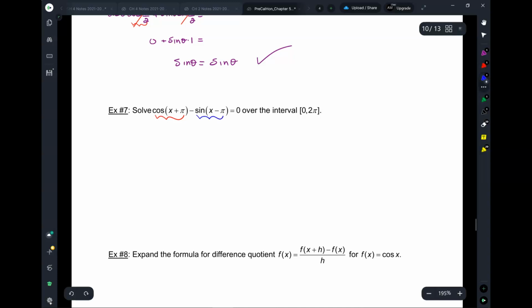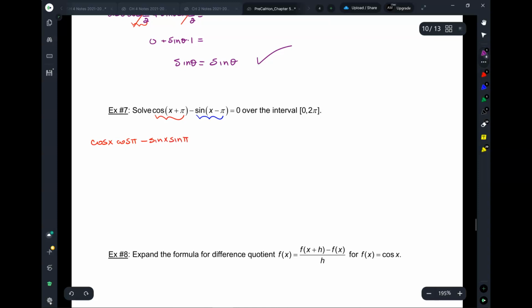This one is sine a minus b. So now we have to do each one separately as its own identity. Let's do the red one first. We're going to start all the way over here. So we're going to do cosine x, cosine pi, minus sine x, sine pi.